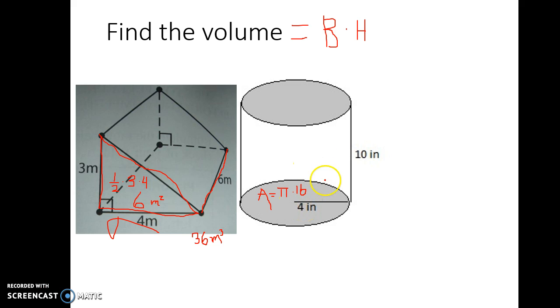We can just go ahead and leave pi in our answer. That'll make things easier. And so our volume then is just 16 pi times the height, which in this case is 10. And so our overall volume for this will be 160 pi. The units for that are cubic inches.